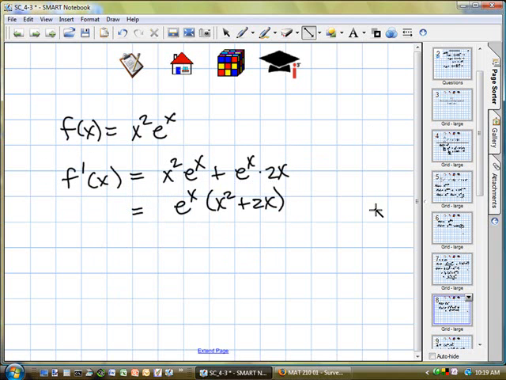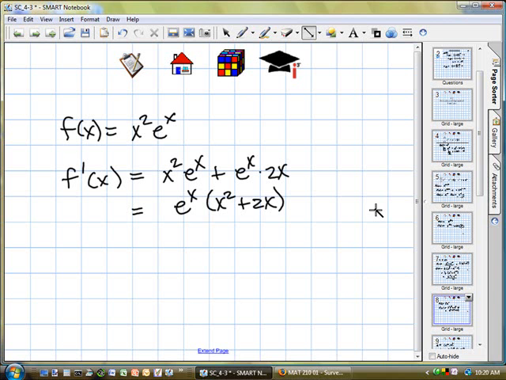Here's another one. We've got the function x squared times e to the x. Find f prime of x. Do we not have to use the product rule here? Yes. Product rule says first times derivative of second. Okay? First, x squared times the derivative of e to the x. Easy. e to the x. Plus the second, e to the x, times the derivative of the first.